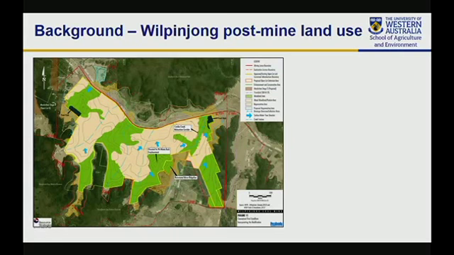So this is the Wilpinjong post-mine land use. It was granted in 2005. You'll see two different colours on there and they mean two different things. Essentially the post-mine land use was sustainable agriculture and biodiversity. These beigey areas were effectively for grazing, so they were going to put cows on it.